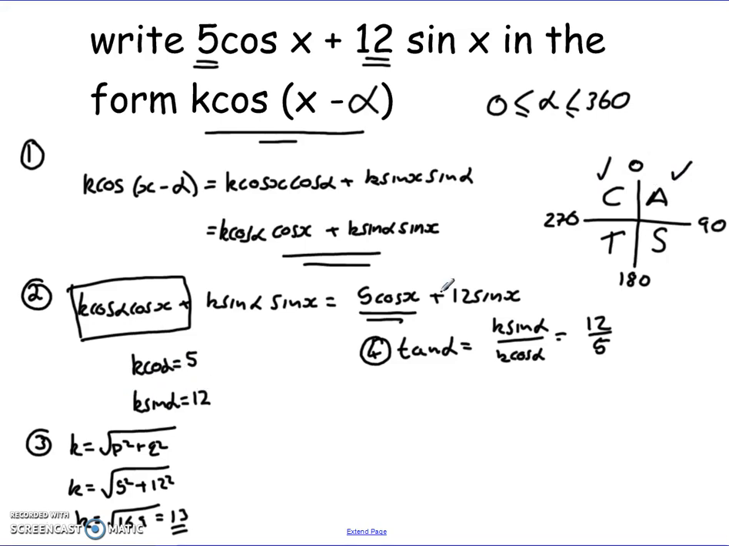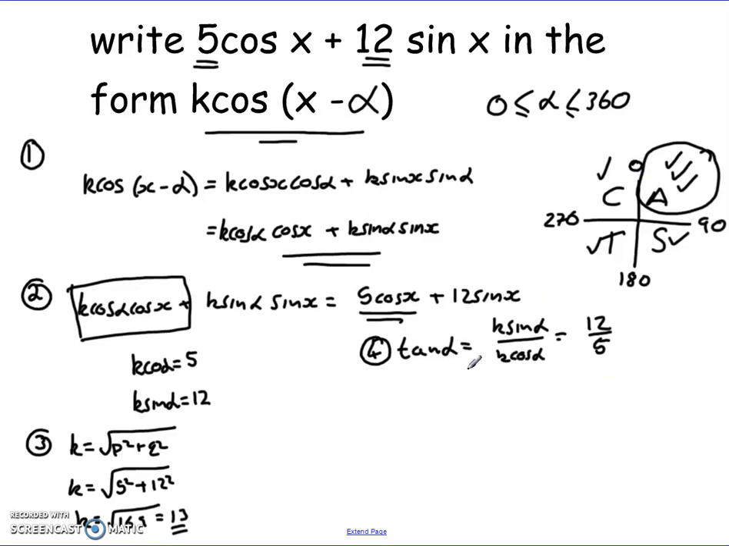K sin alpha is 12, which is positive. If I just look at those ones, again, it would be positive, so it's in those sections. And I know tan alpha is positive as well, so tan alpha would exist in those. Well, there's only one quadrant where all three of them exist, and that's the A quadrant. So I know my answer for alpha is going to be between 0 and 90.